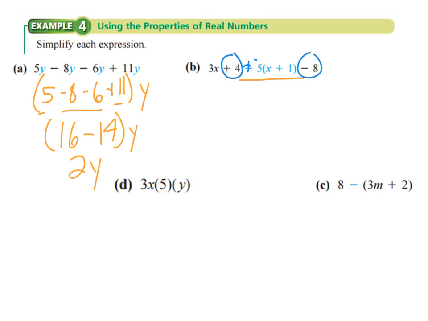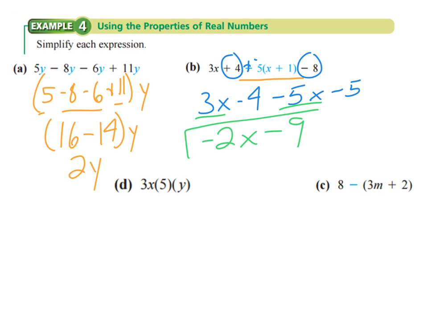So I got the plus 4 and a minus 8, so that's going to be 3x minus the 4. And then distributing the negative 5 through, I get minus 5x and then minus 5. I can combine the x's, 3x and a minus 5x for a grand total of minus 2x. And minus 4 and minus 5 would end up being minus 9.